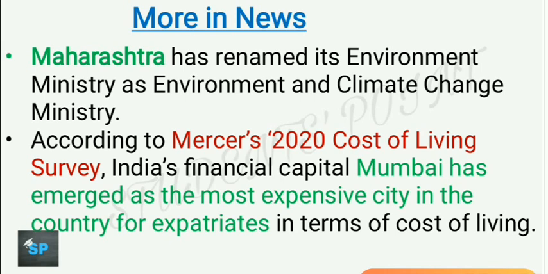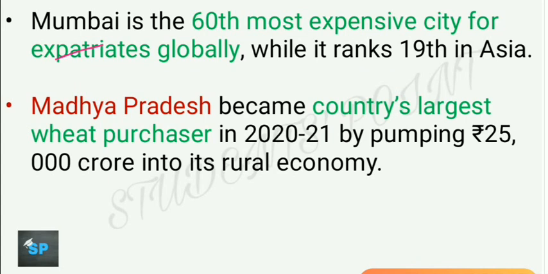The next point now: according to Mercer's 2020 cost of living survey, India's financial capital Mumbai has emerged as the most expensive city in the country for expatriates in terms of cost of living. Remember, Mumbai is the most expensive city in the country for expatriates, and this report has been released by Mercer's 2020 cost of living survey. And globally, Mumbai is the 60th most expensive city for expatriates, while in Asia it is ranked 19th most expensive city for expatriates.